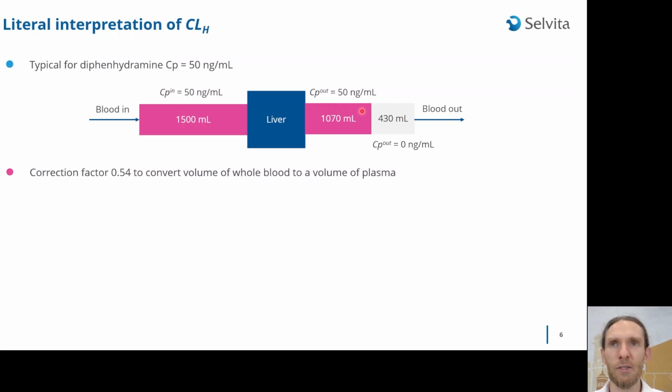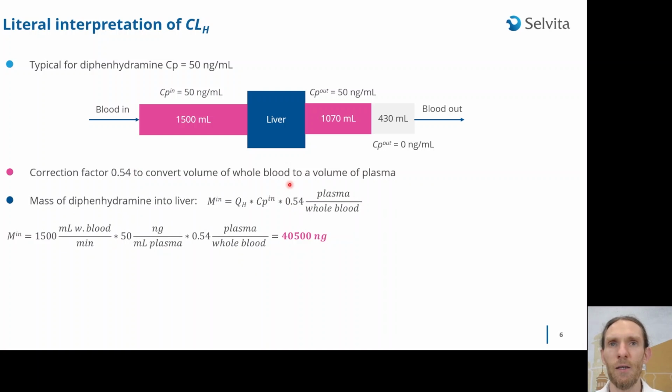We need to take here the correction factor, as this is the plasma concentration, and this is the blood, and not the plasma. And around 54% of the volume of the whole blood is the plasma. So for all the calculations, we need to apply this correction factor. To calculate the mass of diphenhydramine that enters the liver, we take the hepatic blood flow, the concentration, and the correction factor. This simple maths gives us this number, 40,500 nanograms of Benadryl that enters the liver each minute.